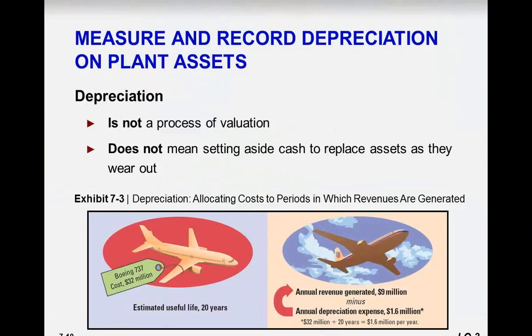Depreciation, just to help you keep in mind, is not a process of valuation, and it does not mean that we're setting aside or putting money back to replace the asset as it wears out. The asset has basically already been paid for. The money has been spent, and we are just simply matching the cost of the use of that asset against the revenue that it is helping to earn in the same period. Again, the matching principle.